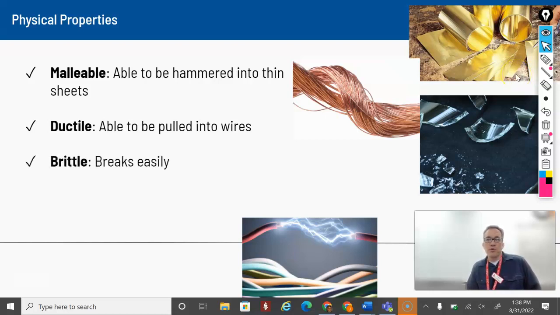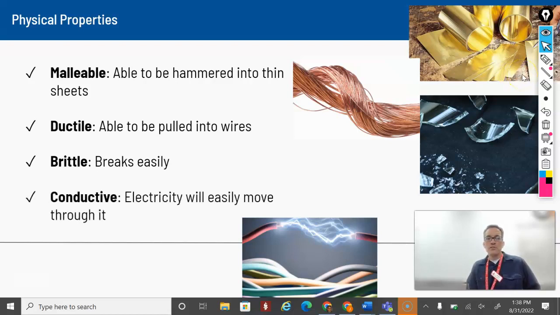Some things are brittle, so they break easily. The picture up here at the top, if it's malleable, it's probably not brittle. We can make it into a sheet. We probably won't be able to break it. Some things are conductive. In other words, electricity will move easily through it. The opposite of that would be an insulator, and insulators don't have electricity move through them very well. So again, if you need to pause the video to write these down, I encourage you to do so.